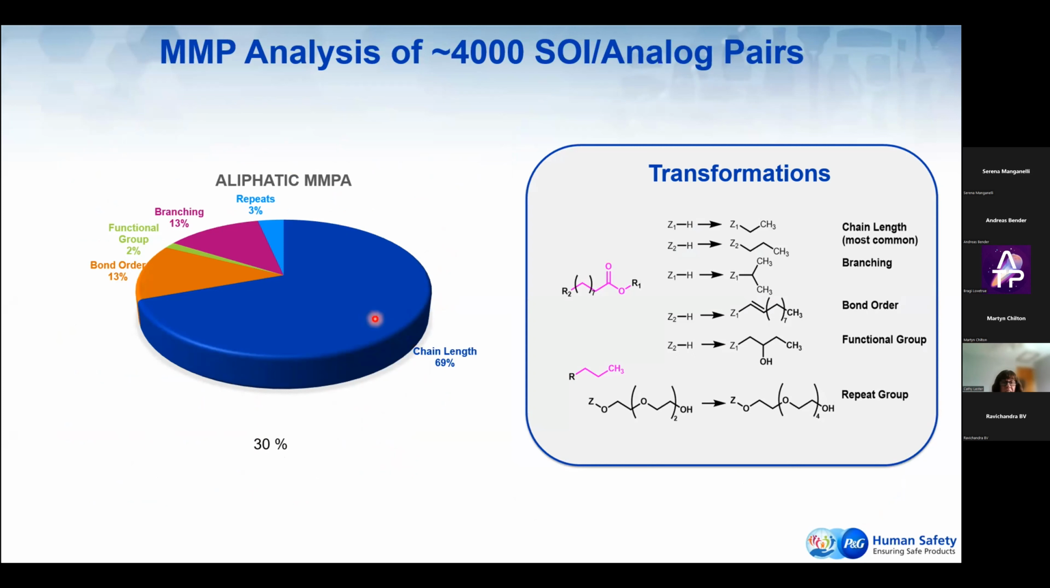For aliphatic compounds, which was about 30% of the compounds in the database, we saw some changes, mainly differences in chain length, which seem pretty obvious. Differences in alkyl branching of the chain, maybe some differences in bond order. The addition of a small functional group, or if the structure of interest is a polymer or has repeat units, an analog with differences in repeat units might be considered.